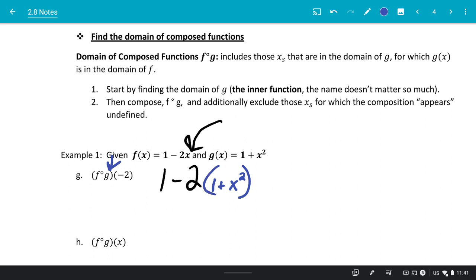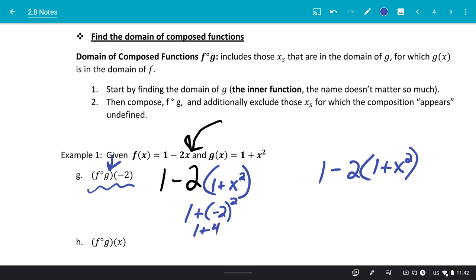So your composed function looks like this: 1 minus 2 times (1 plus x squared). Now, here they're asking me to find f of negative 2. So I start with the inside function, 1 plus negative 2 squared. 1 plus negative 2 squared is 1 plus 4, which is 5.